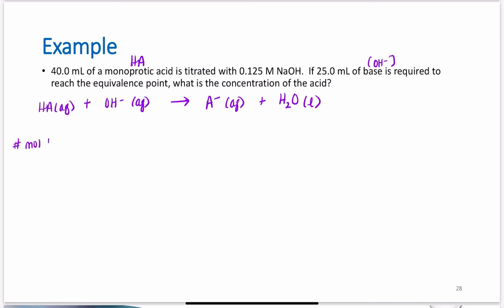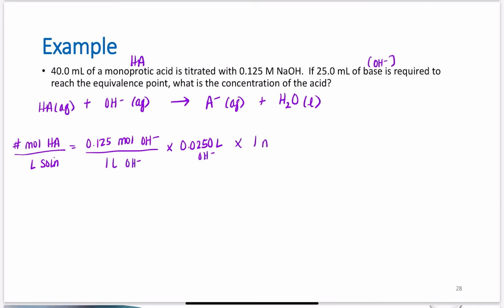So number of moles of my acid to liters of my solution. I'm starting with a 0.125 molar solution of base, so 0.125 moles in 1 liter of base. I only use 25 mils of base, so 0.0250 liters of base. So if I had an entire liter, I would have 0.125 moles. I don't have an entire liter. I have 25 mils of it. This factors in that ratio of how much I actually have.